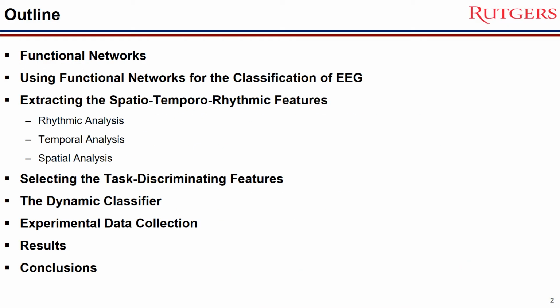The outline of this presentation will be as follows. First, we define functional networks. Second, we propose an EEG classification framework that uses functional networks. The three main steps constituting this framework are then discussed. These are the feature extraction, feature selection, and dynamic classification. Then the experimental data and the results generated by testing the proposed framework using that experimental data are given. And finally, some concluding remarks.